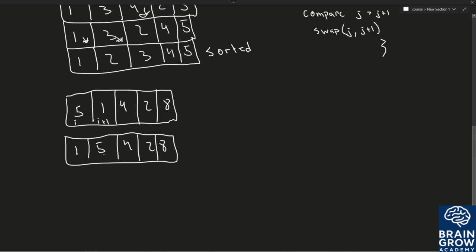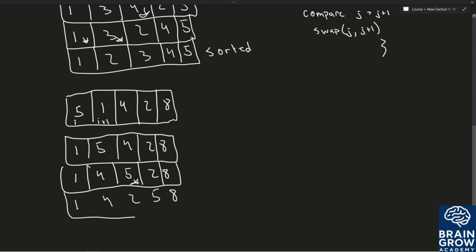So we're still here at 5. Compare. We need to do a swap. Now we have 1, 4, 5, 2, and 8. So we're here still. Compare. 1, 4, 2, 5, 8. And now we know that 5 is in the correct spot because our next comparison will not yield a swap. So now we also know 1 is in the correct spot.